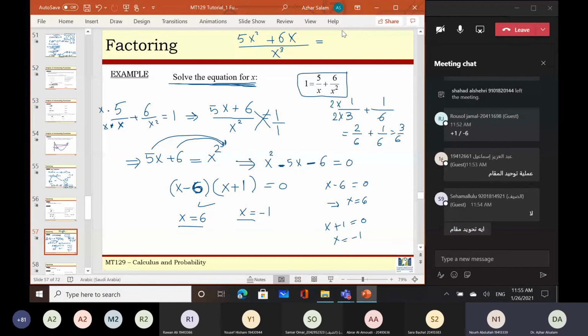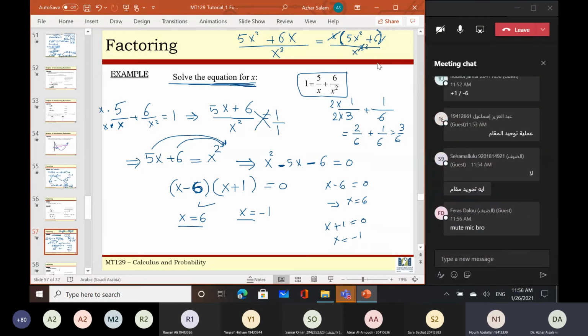وراح تتبسط في النهاية. أقدر إني آخذ x كعامل مشترك من هنا فيكون 5x تربيع زائد 6 على x تربيع. لاحظوا هنا الx مضروبة في القوس، معناته أقدر أختصر x مع واحدة من الx اللي هنا فتصير x تربيع، تطلع عندي نفس هذه النتيجة. طبعا هنا أخذت x عامل مشترك.